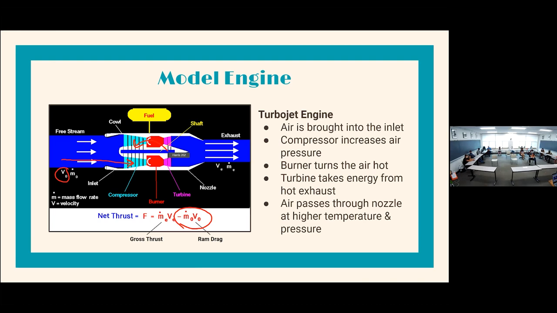And it also uses it to turn its blades, forcing the air towards the nozzle, where it will pass through at a much higher air temperature and pressure than it initially was. And then we refer to this new air as the exit velocity. Once air leaves the nozzle, thrust is generated.